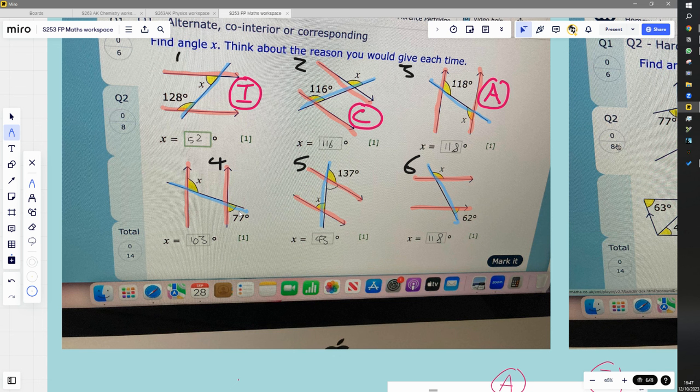These two add up to 180. That's X as well. This one, we could say that's corresponding to that, so that's 62 degrees. These two have to add up to 180.